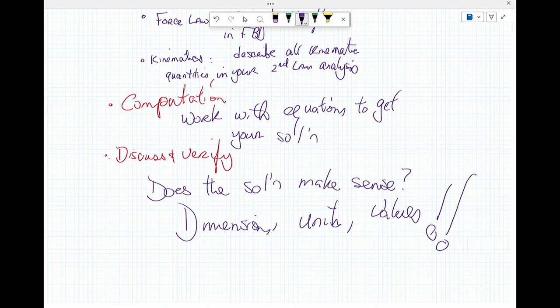And really, it's important to know what your dimensions, your units, your values are, so that when you look at a number, you don't come back and say the acceleration is 3 kilograms per second.